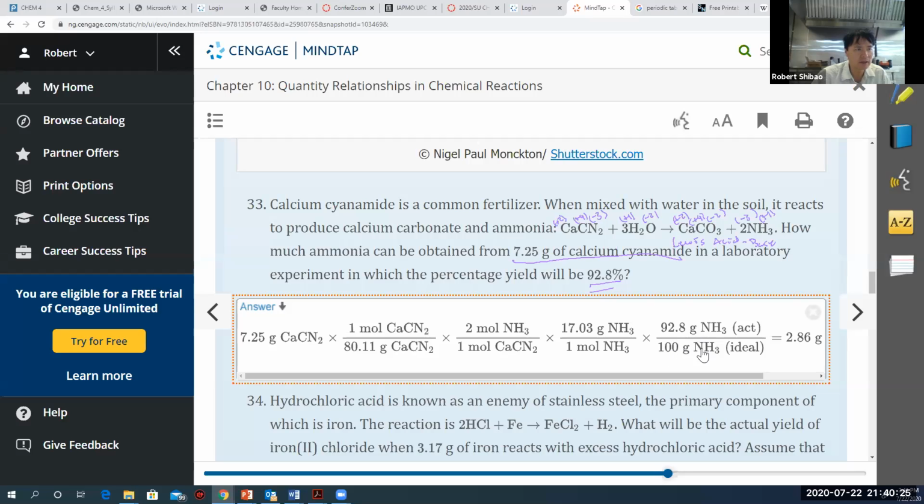And so for every 100 grams that in theory we make, we're only going to get 92.8 of those grams in actuality. The full amount would be 7.25 divided by 80.11 times 2 times 17.03. They should have gotten 3.08 grams. If they didn't lose anything, the theoretical yield is 3.08 grams here. But they're anticipating they're going to lose a little bit, and so they only got 2.86 grams. If we take 2.86 over 3.08 times 100, we should get 92.8%.